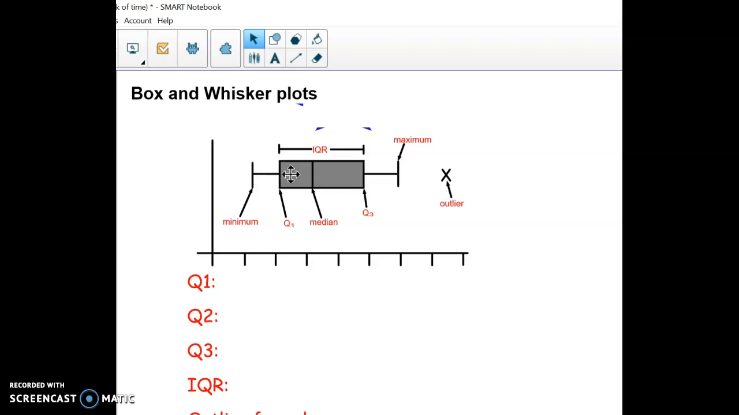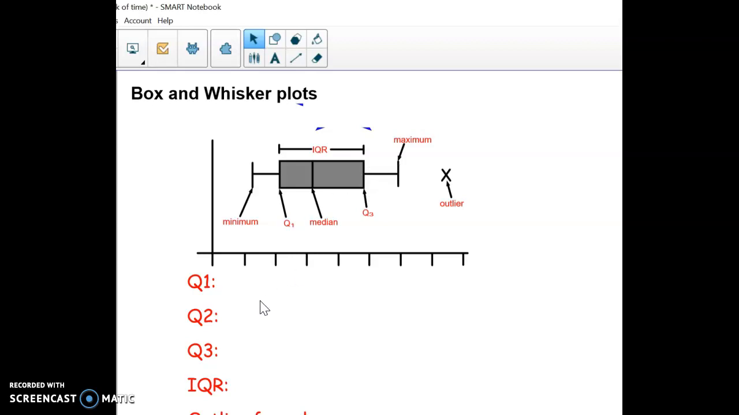And then you have another 25% between quartile 1 and the median. And then you have another 25% between this median and quartile 3. And then another quarter, 25%, between Q3 and the maximum.